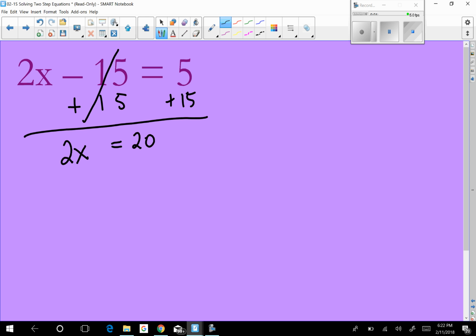And now we're going to undo this multiplication here because we're just down to a one-step equation at this point. And so we have to divide by 2, divide by 2. And so we have that x is equal to 10.